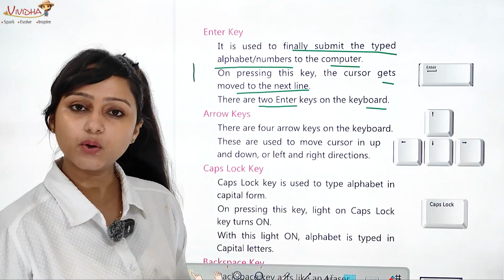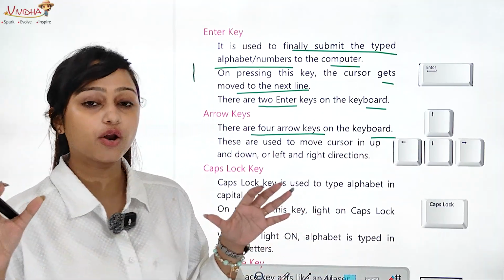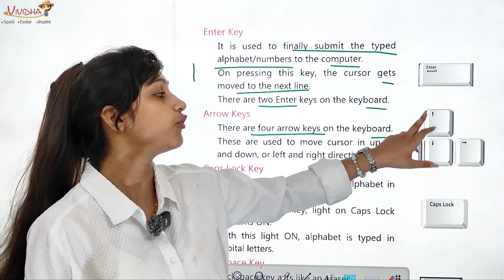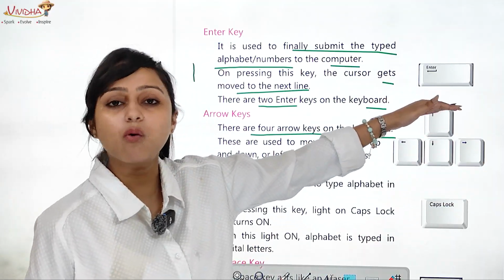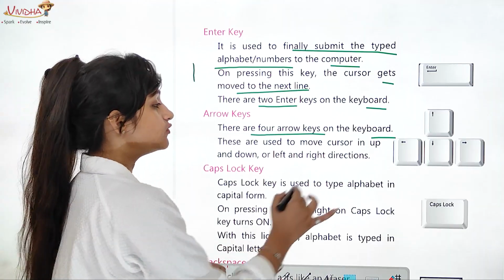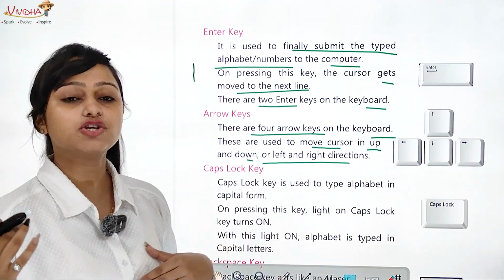Now, what are arrow keys? There are 4 arrow keys on your keyboard: leftward, downward, rightward and upward. These are used to move the cursor in the up and down or left and right direction.